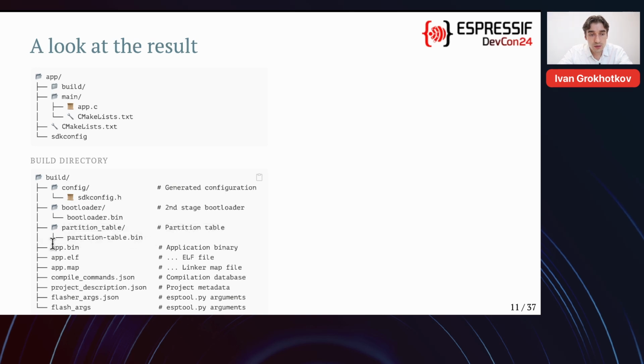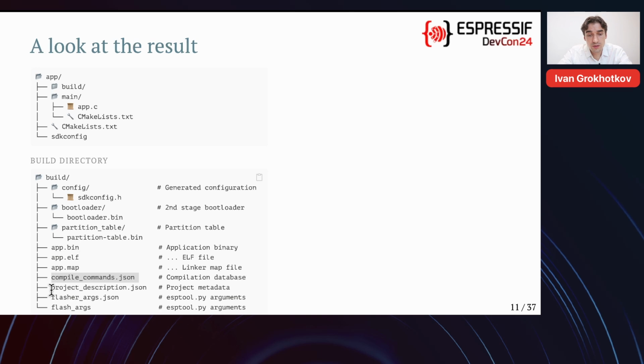along with the application. There is the application binary that gets flashed, and the application ELF file that can be used for various tools such as debugging, GDB stub, core dump, and so on. The map file can be used to analyze the application size layout using some IDF commands like idf.py size. Compile commands JSON is the so-called compilation database, and it is often used by IDEs to provide code navigation and automatic completion.